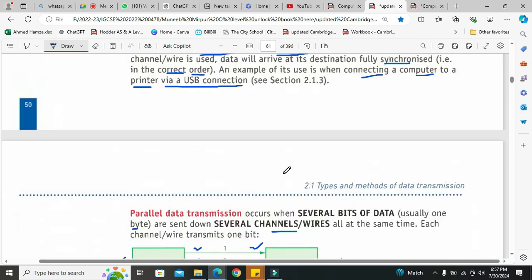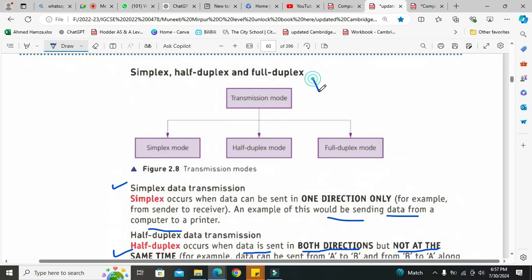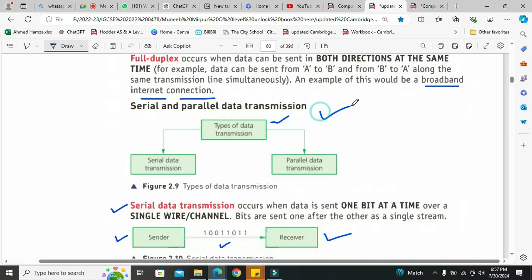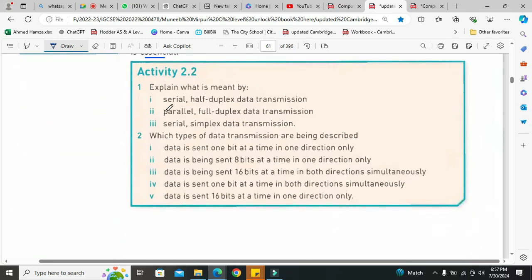That's it. We are done with the modes of data transmission and the types of data transmission. We have discussed them today. If you have any question, you can ask now, because our next activity is activity 2.2. You have to participate and give answers. Starting, explain what is meant by serial half duplex data transmission. Who's going to answer? We have just discussed this. You can take this as classwork and share it with me now.